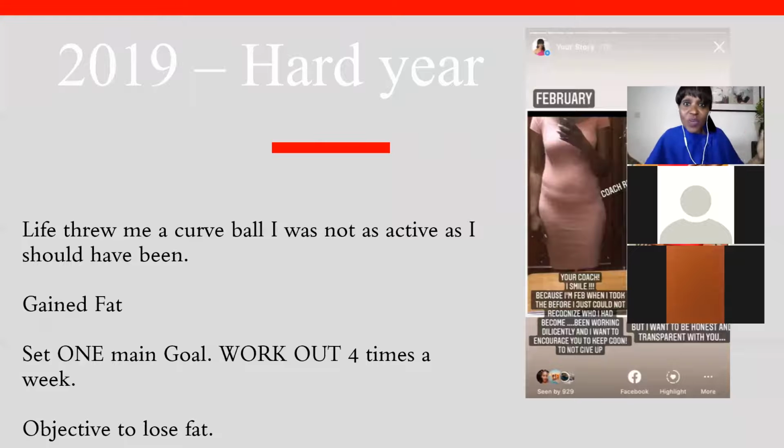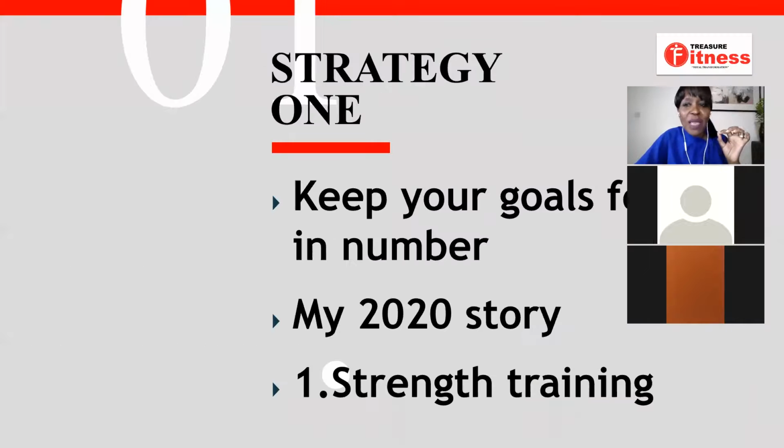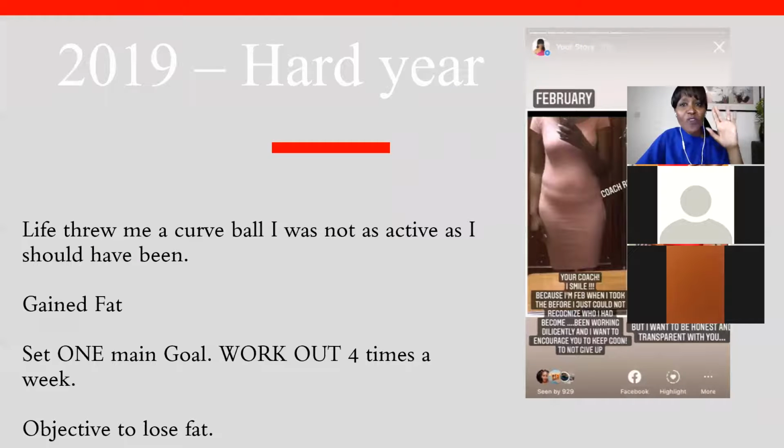If I did 6, that was a bonus. There are days I was able to do 7 days. There were days I was able to do 6 days. But a majority of the time, I'll tell you, I actually was able to do 5 days. And so it was very clear. That was my main objective, to work out 4 times a week.